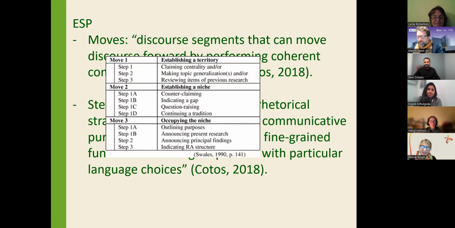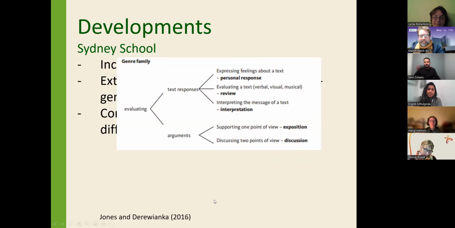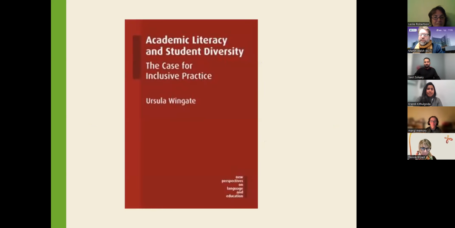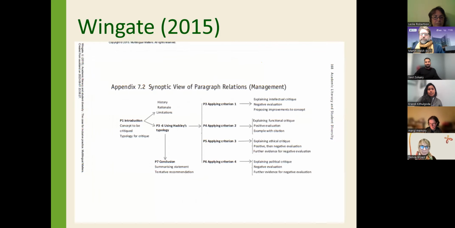I will just say, if you are teaching academic English, I think this book here is quite useful about a genre-inspired approach to helping university learners become familiar with texts at university. I'm sure it's up for debate and it's not without its issues, but it's an approach discussed, so I would recommend reading that.